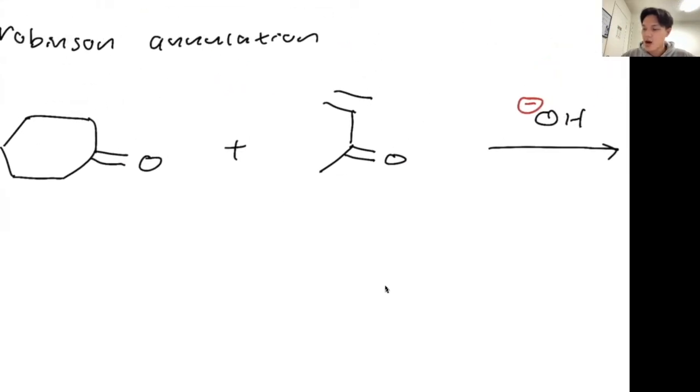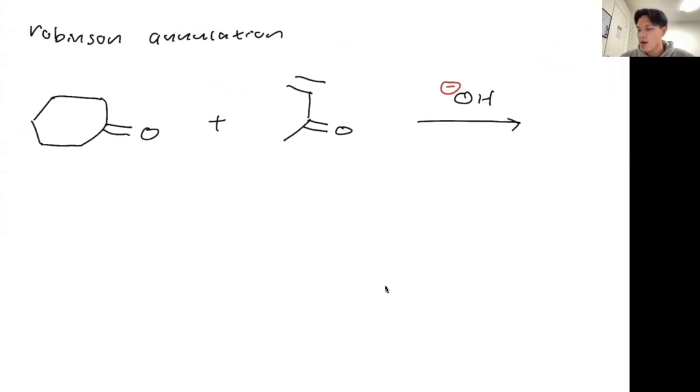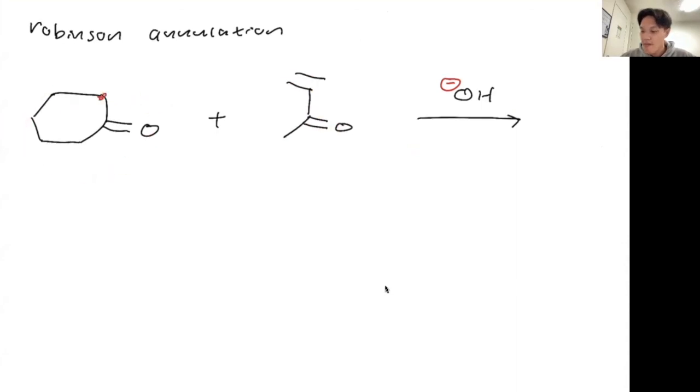So again, there are a few ways to attack this problem. Since this is our alpha beta unsaturated carbonyl, we're not going to take it from here because this is actually where we're going to be doing our 1,4 addition, right? So we're going to take it from the cyclic ketone. We can either take it from the top or the bottom because these are both alpha carbons. I'm going to take it at the top, right? I'll show the steps.